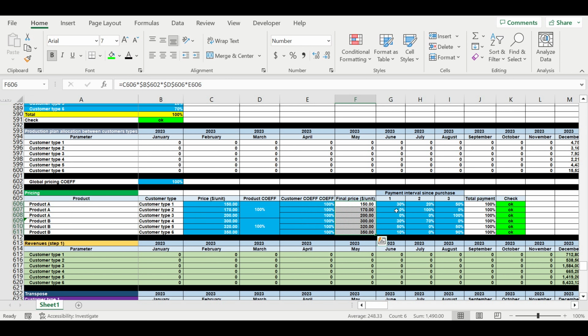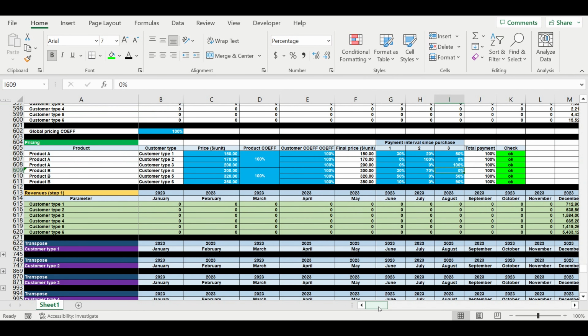Then we have the algorithm that describes how each customer pays us. So this means that if we sold this month, we will get only 30% of revenues for this customer type. He will pay us 20% of this month's revenue in the next month, and 50% of revenue that we plan to have this month we will get after the next month. So this will help us to calculate more accurately the amount of financing that we need when we start operating activity.